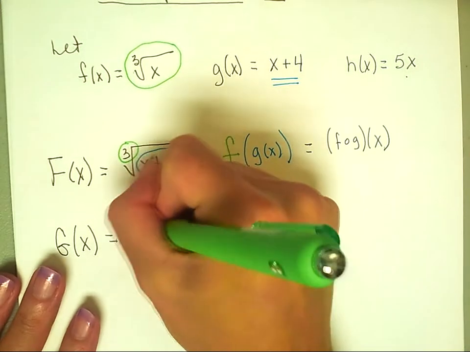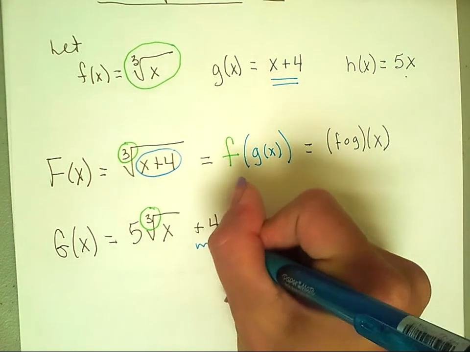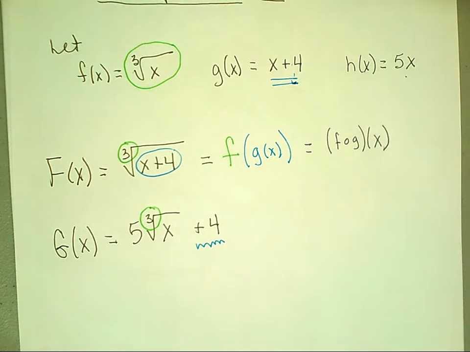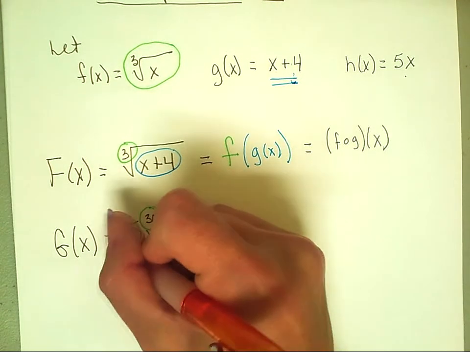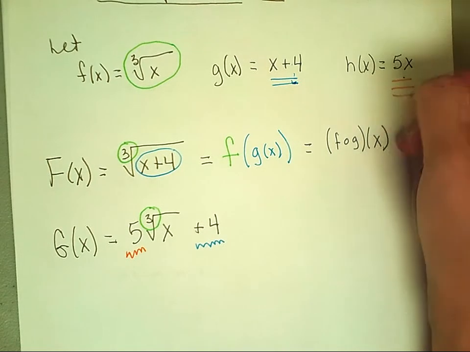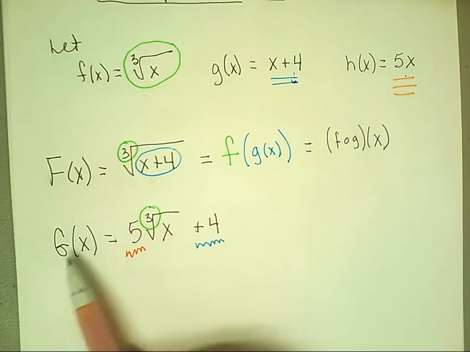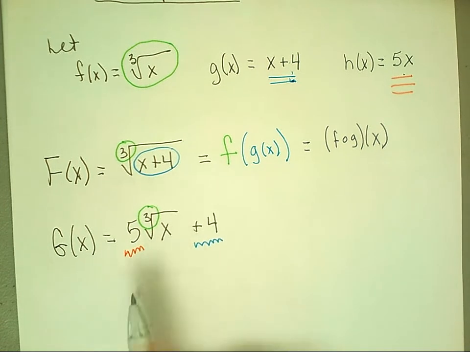Well, we have to start breaking this down. Okay, I do see this cube root function there. I do see this plus 4, which is kind of making me think of g. And then we also see this 5, which is making me think of h. So I'm thinking it's going to take all 3 functions for us to rewrite this.